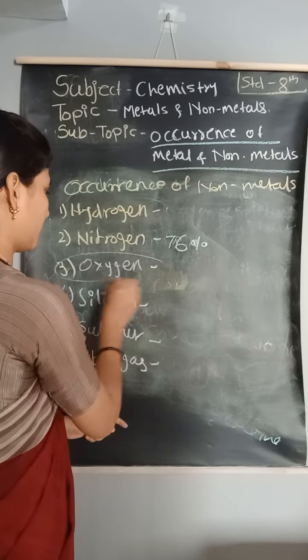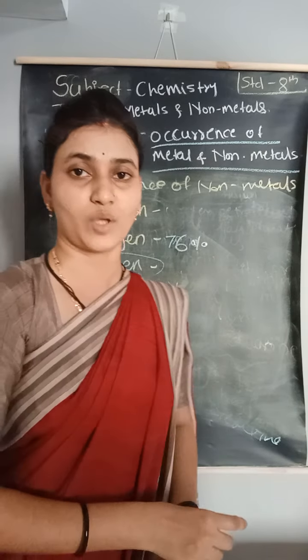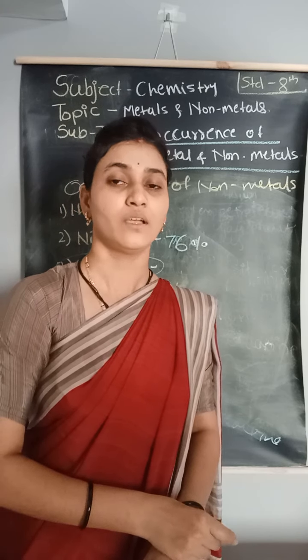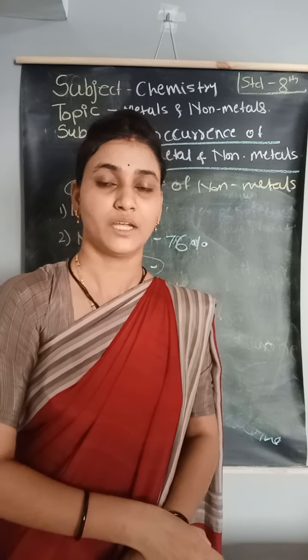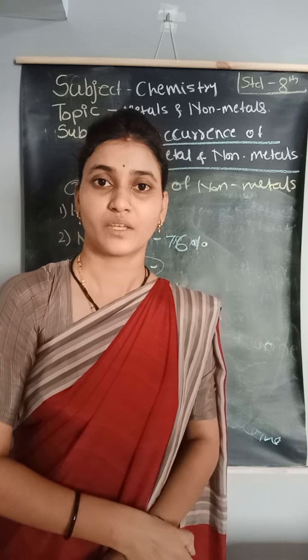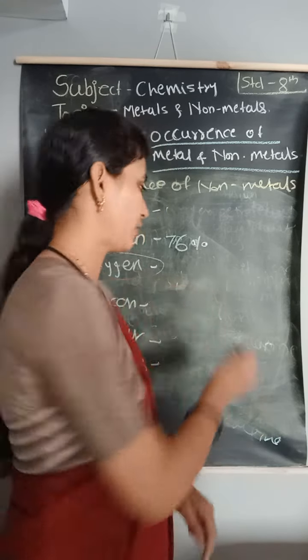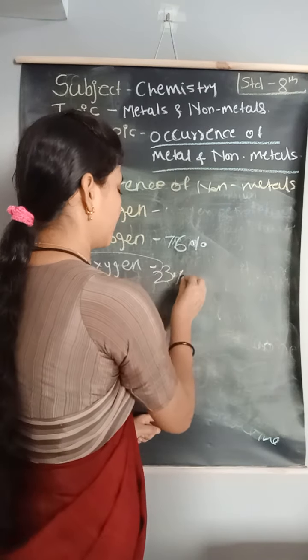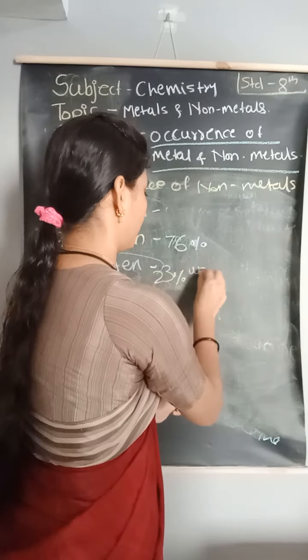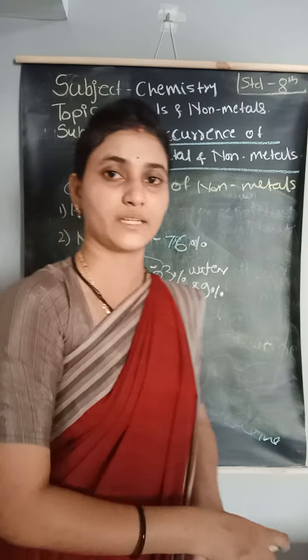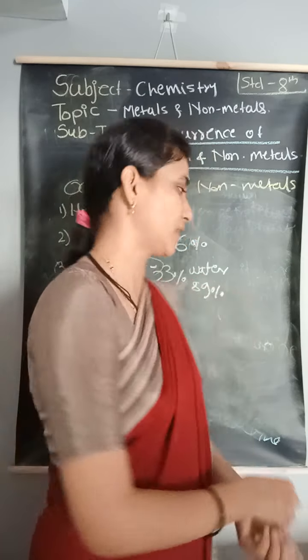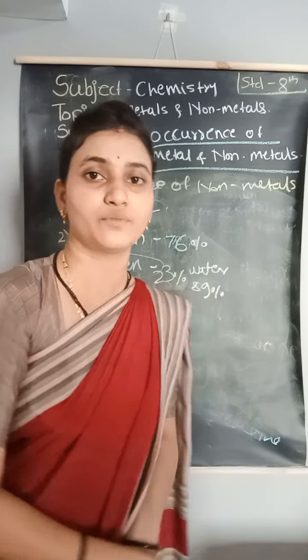Now we will see oxygen. We all know oxygen is very important in any living organism's life. Oxygen is also present in the atmosphere, about 23% of atmospheric mass. This oxygen is also present in the combined state with water. About 89% of water is oxygen in the combined state.